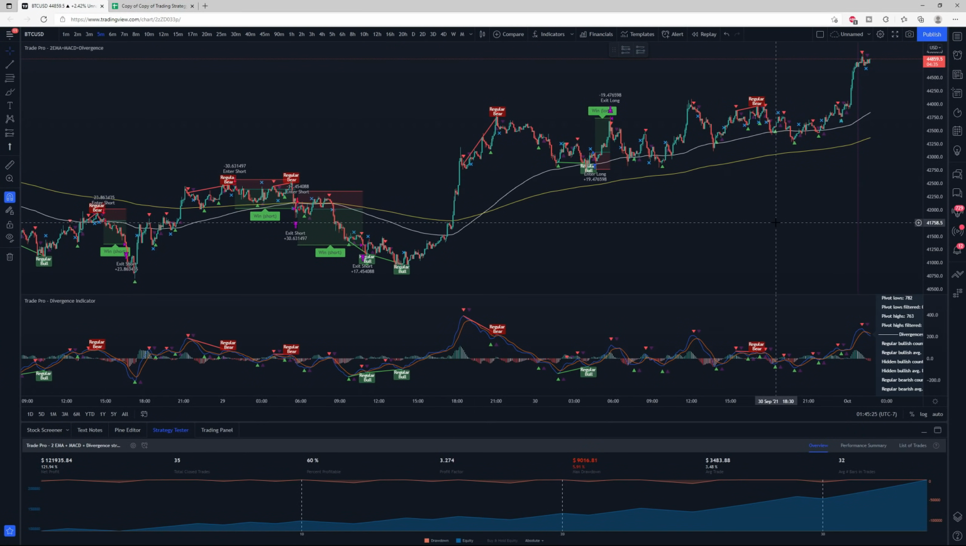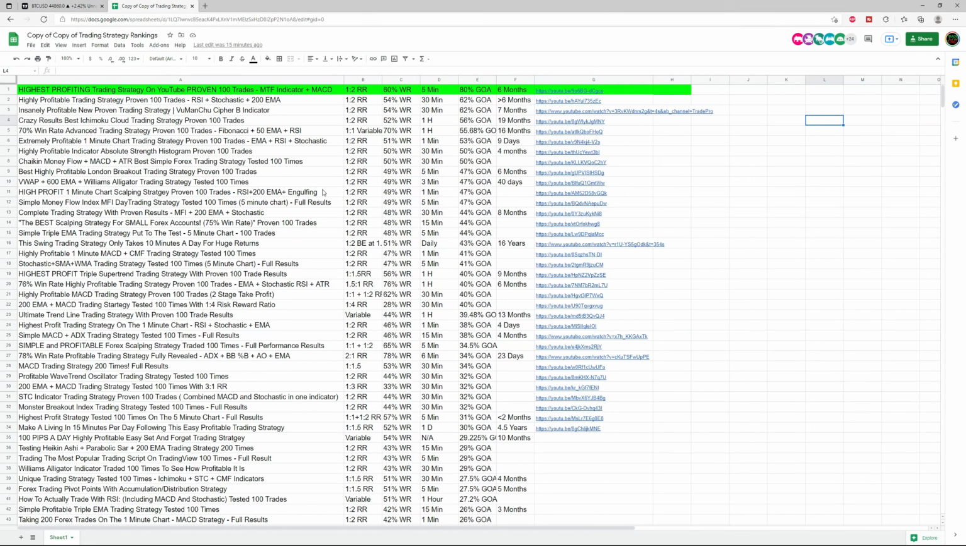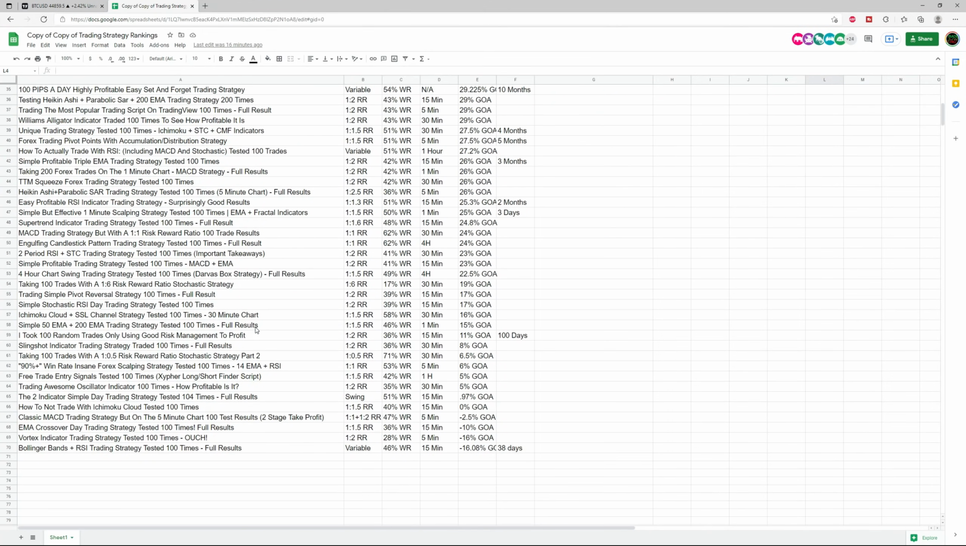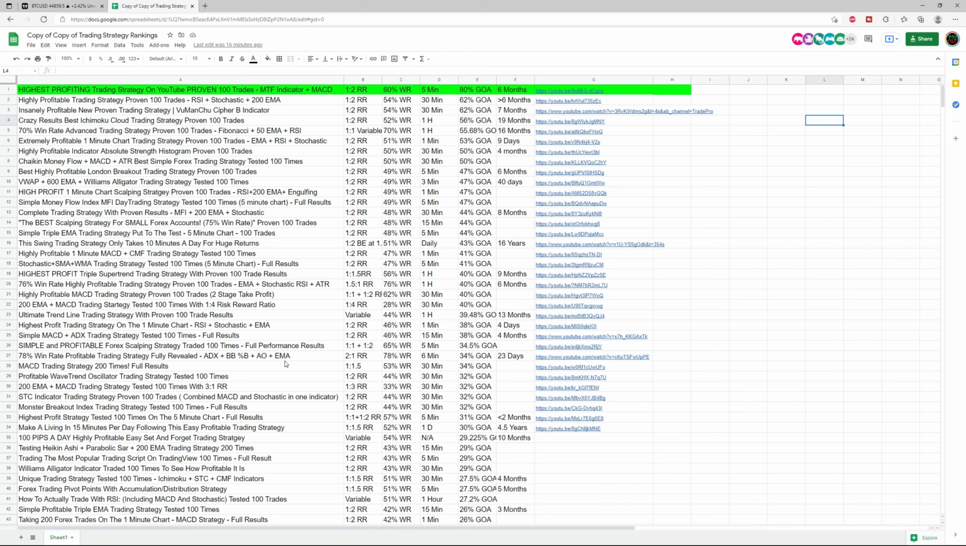If you aren't quite sure what I'm referring to when I say this is based on the highest profiting strategy from the ranking spreadsheet, what I'm talking about is this ranking spreadsheet where I've tested 70 different trading strategies 100 times each on the channel and ranked them based on the gain on the account after 100 trades, risking 1% per trade. So this is the #1 spot holder of the ranking spreadsheet. That's why it was so highly requested.